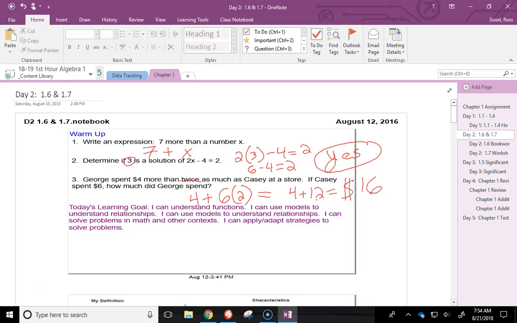Let's go ahead and read today's learning goal. Rowan, will you read it out loud for us? I can understand functions, I can use models to understand relationships, I can solve problems in math and other contexts, I can apply and adapt strategies. Good. So we had a little mistake where we wrote that one part twice, but it's okay.